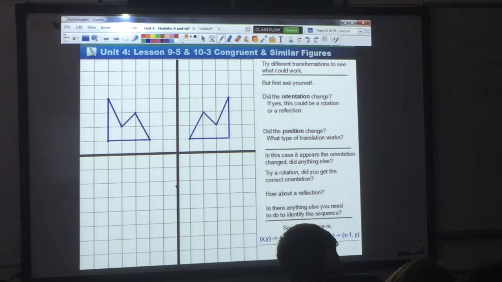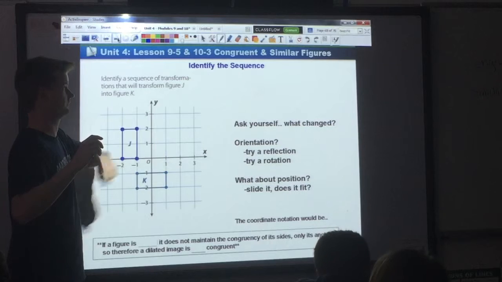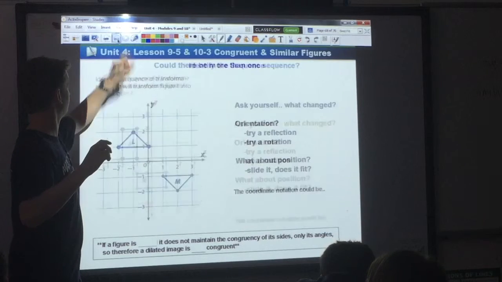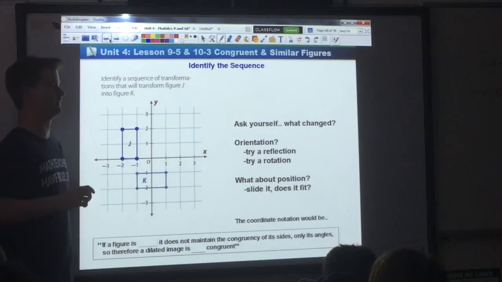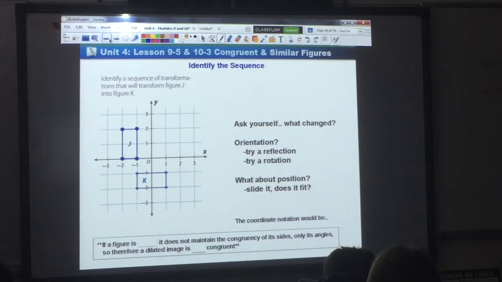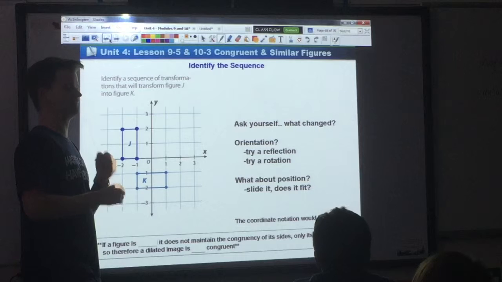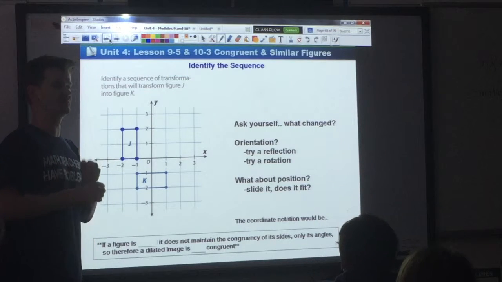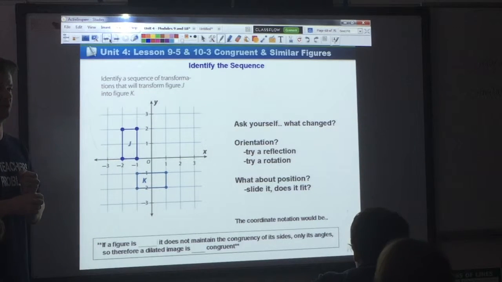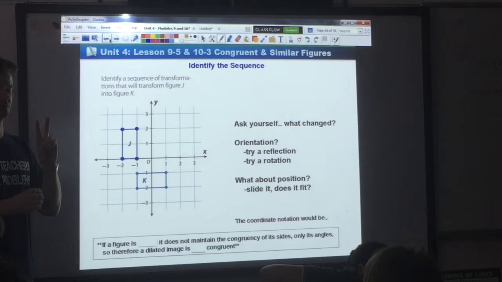Then I went to this one. Oh, okay. This one's coming up next. We'll go back. This one. Okay. So there's more than one way to do this. There absolutely is. But what we're looking for is the shortest, most efficient way. Most of these congruent transformations, you can do in two steps. Very rarely should you have to go more than two steps.